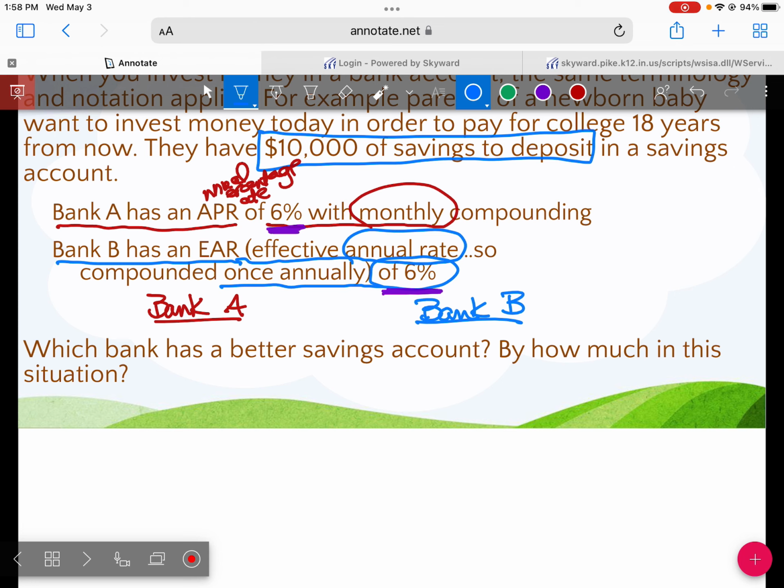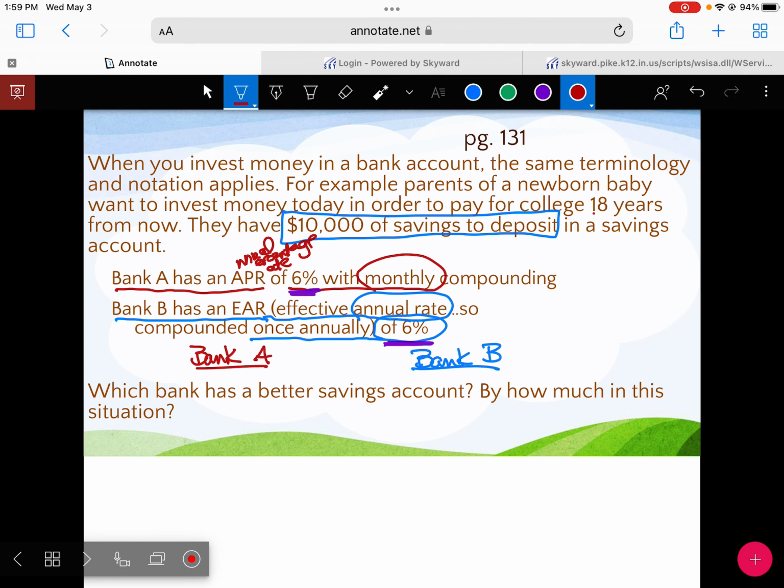I think Bank A will make more, but Bank B will save. Well, we're talking about 18 years. They both have the same time because they're going to college in 18 years. We're both starting at $10,000. They both have 6%. One has an annual percentage rate with monthly compounding. The other has a 6% rate compounded once a year.